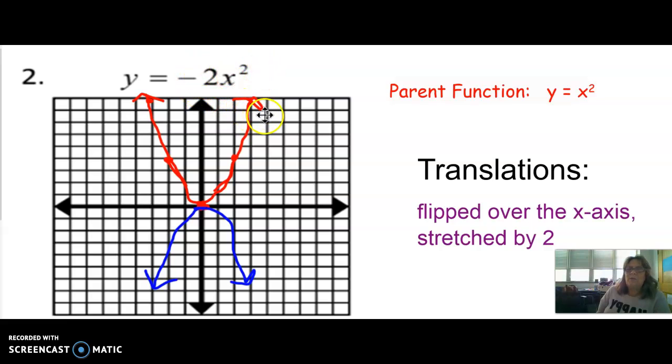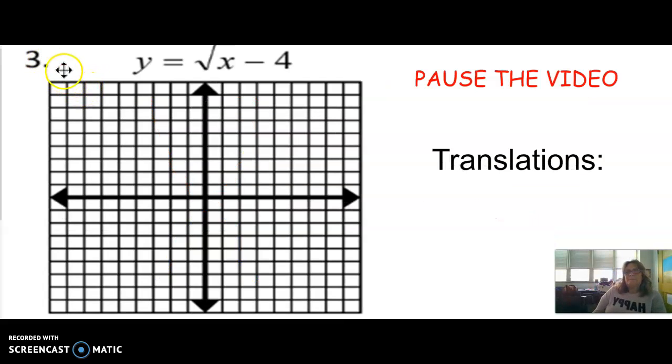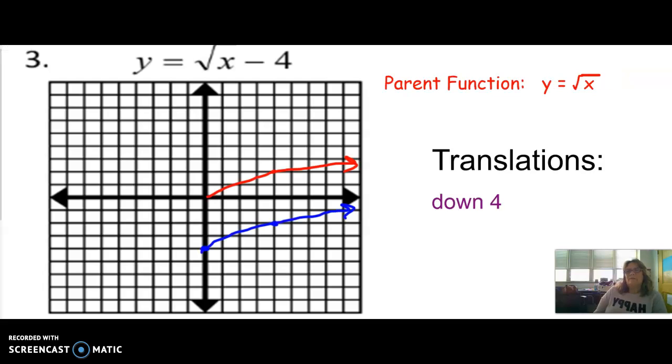And when you have a number here that's greater than 1, then it's stretched. If it were a fraction between 0 and 1, then it would be compressed, so it would be wider. This one is skinnier, so think about it being stretched. When it's stretched, it pulls it up taller. Number 3, pause your video.